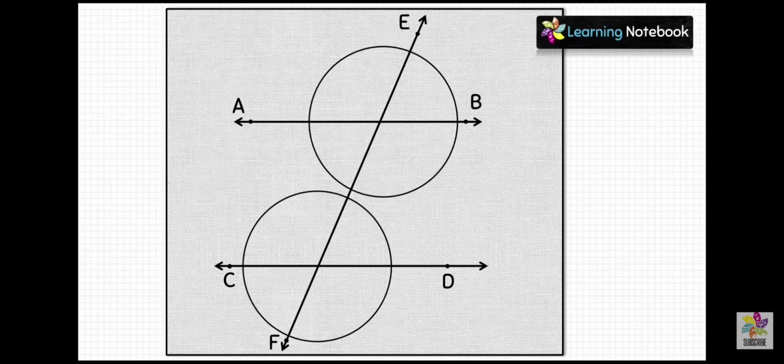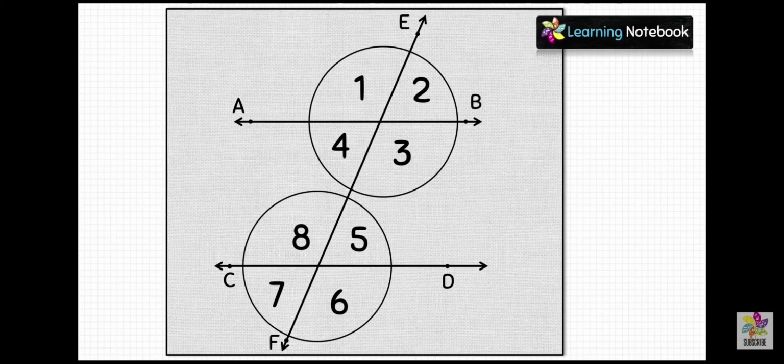Earlier, I told you that a transversal makes 8 angles. So let's name these angles: 1, 2, 3, 4, 5, 6, 7, 8. Now, with the help of scissors, let's cut out these angles.